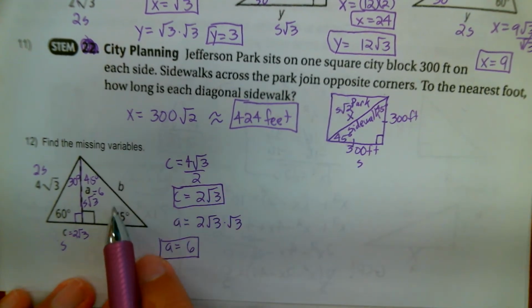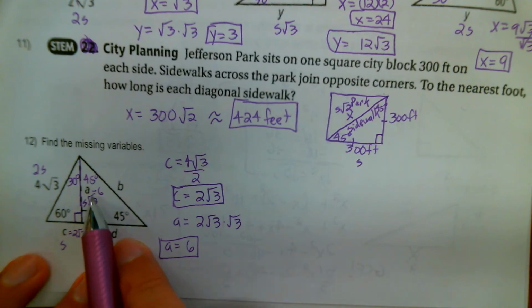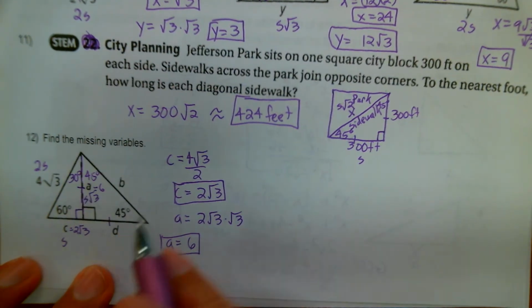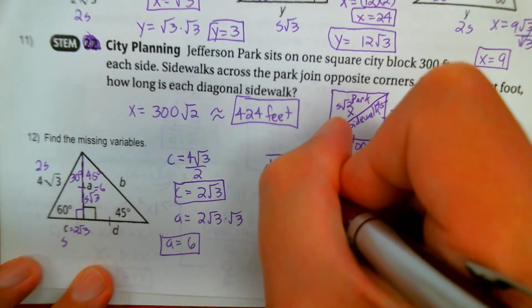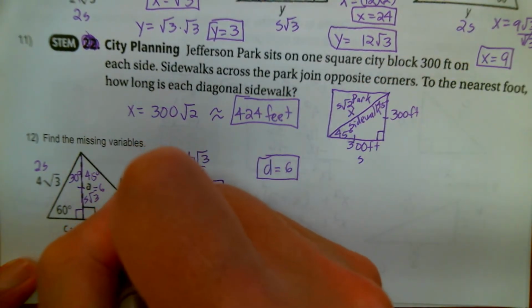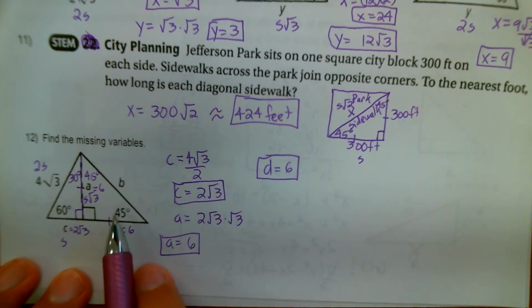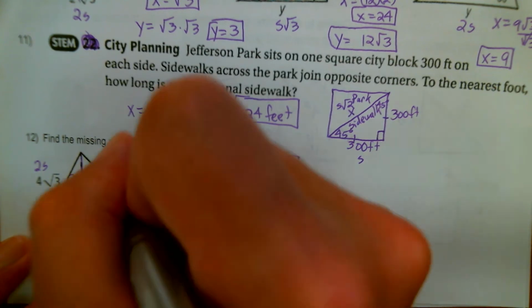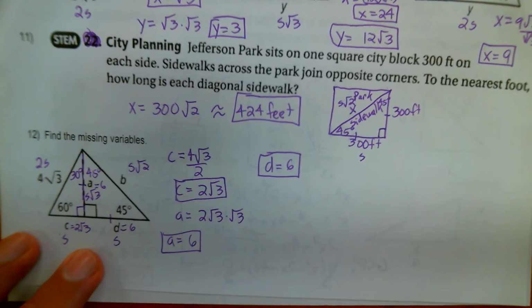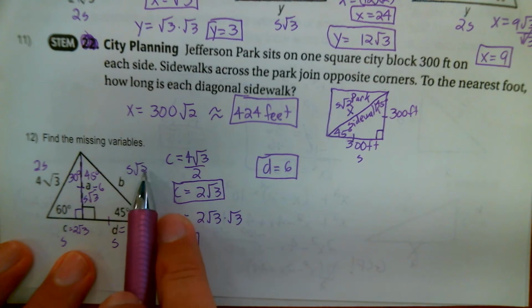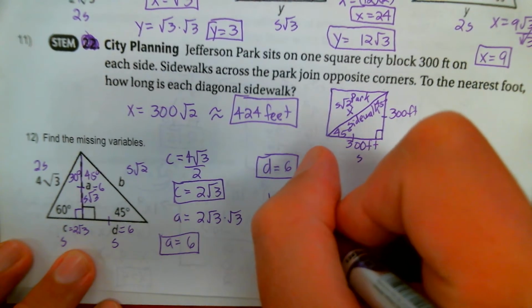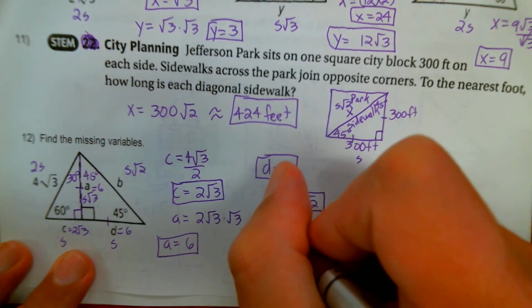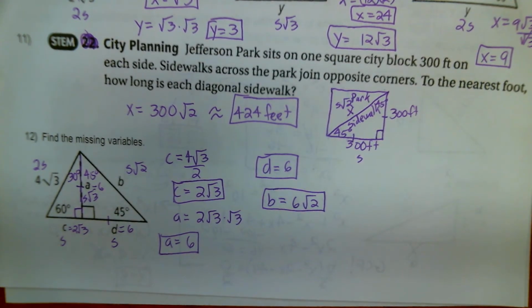Okay, now if this is a 45, 45, 90 right triangle, then this is isosceles, right? That side and that side are the same length. So if a is 6, then d has to be 6. Okay, so that's also 6. Now, how do I go from leg to hypotenuse of a 45, 45? This is an s, and this is my s root 2. Okay, so to go from s to s root 2, I just slap on a root 2. So b is going to be the leg, which is 6, and I just slap on a root 2. 6 root 2. All right.